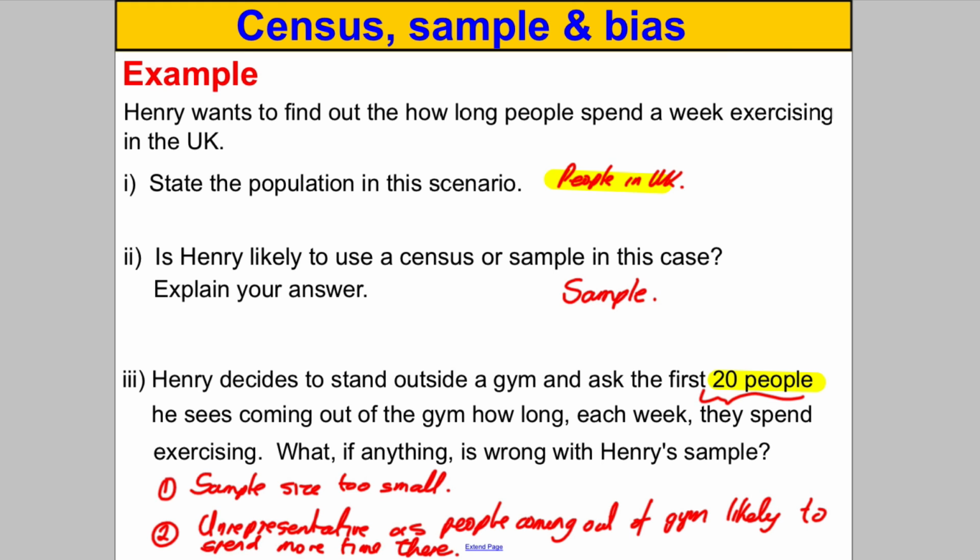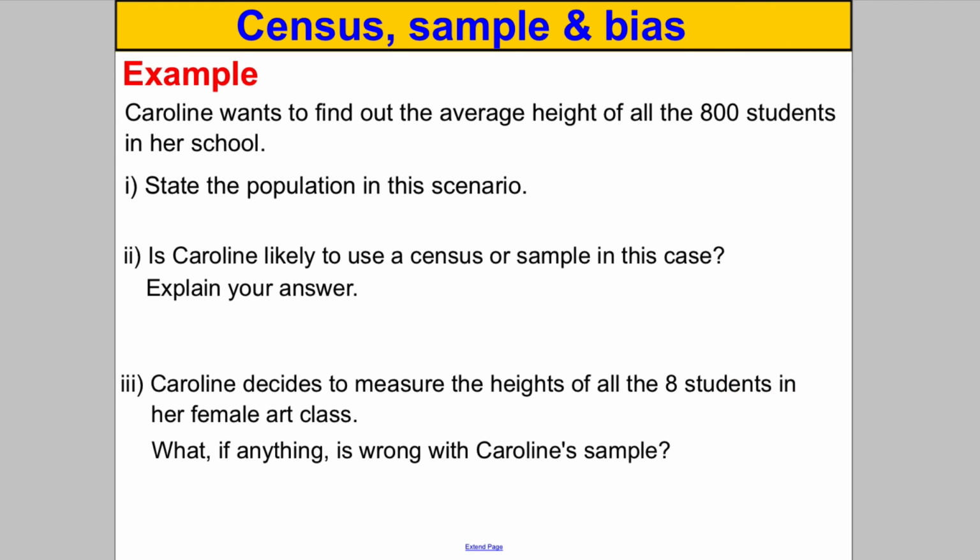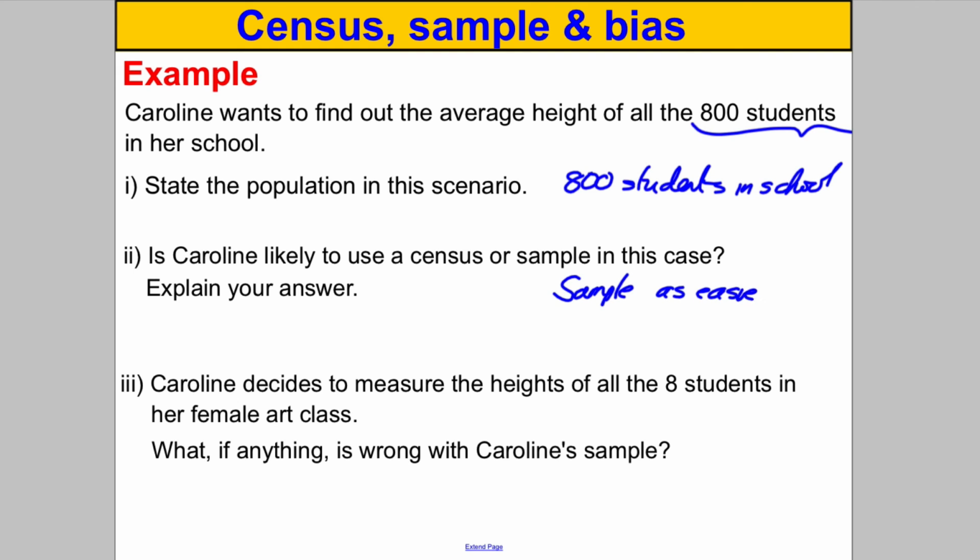Okay, and we're done. Last question, pause, have a go. So Carolyn wants to find the average height of the 800 students in her school. State the population: 800 students in school. Is she likely to use a census or a sample? To measure all 800, to be honest, would be a bit of a pain. So maybe a sample, maybe a census. Let's say sample as easier and quicker.